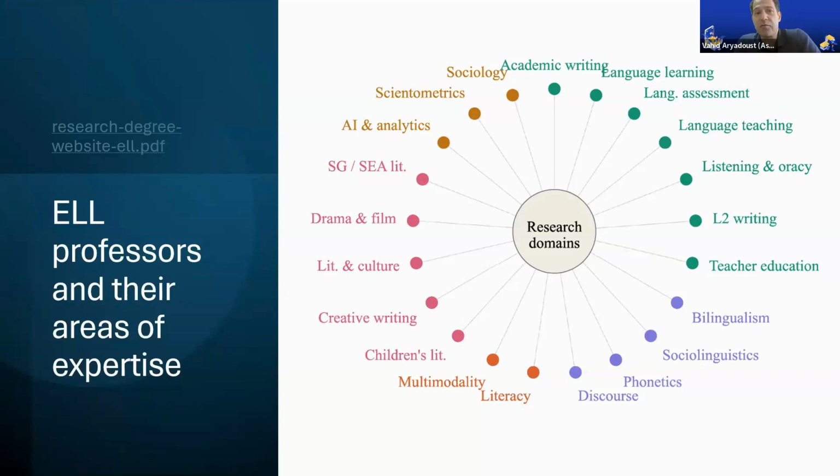So the research domains that are covered at our department are really diverse, and this diversity makes it very exciting. We have anything from academic writing, as you see in this graph, language learning, language assessment, teaching, oracy, L2 writing, and teacher education, to areas such as bilingualism, sociolinguistics, phonetics, and discourse. Another area is multimodality and literacy, or multiliteracies. In addition, we've got children's literacy, creative writing, literature and culture, as well as drama and film, and Singapore and Southeast Asia literature. And last but not least, technologies and quantitative methods such as artificial intelligence and analytics, scientometrics, or any form of computational or research synthesis, as well as sociology with focus on applied linguistics.